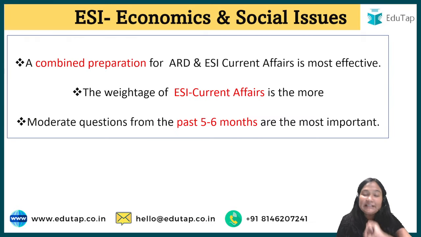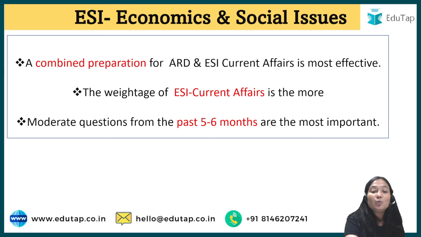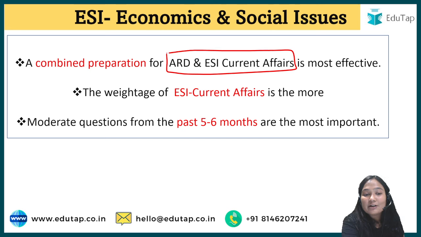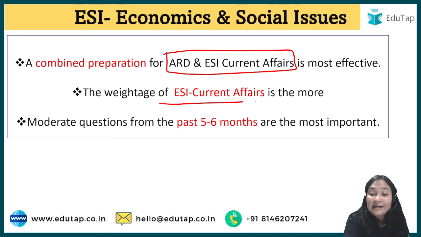So the basic three learnings that I want you to have from the PYQ is, first of all, do the integrated preparation of current affairs of ARD and ESI together. GA will only be in phase 1, but you'll have to start from phase 1 and also continue in phase 2, right? Then the weightage of ESI current affairs is more.